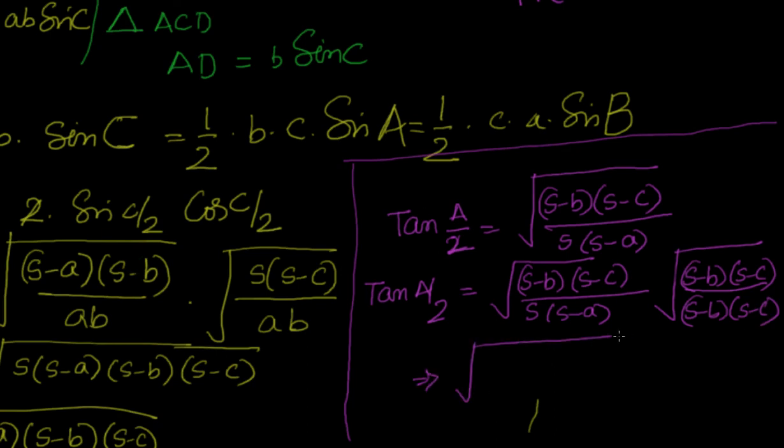So what is cot a by 2 then? Cot a by 2 is delta by s minus b into s minus c. All these formulas are very, very important. It's very easy to solve them, but you have to remember them and practice them a lot, so that you can master properties of triangles.